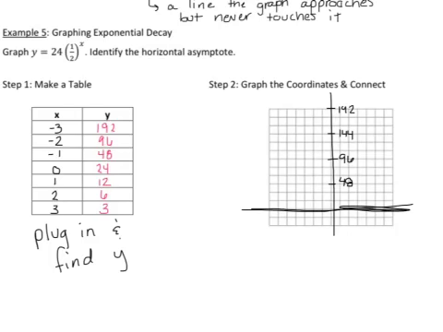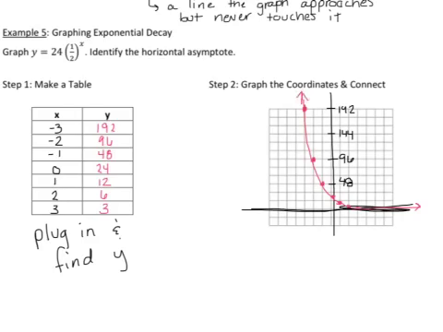Okay, so at -3, it was at 192. -2, it was at 96. -1 at 48. 0 at 24. 1 at 12. 2 at 6. Gets closer and closer. But as you keep dividing those by a half, it'll never get to 0. So it never actually touches 0, does it?